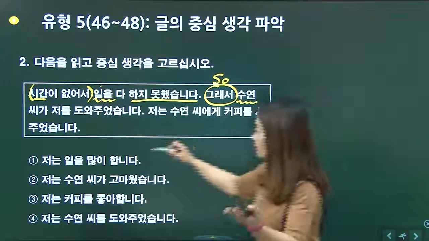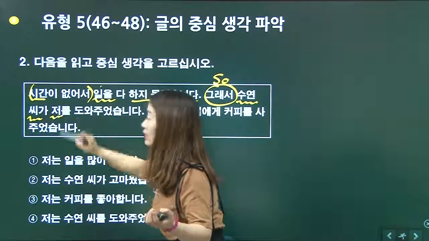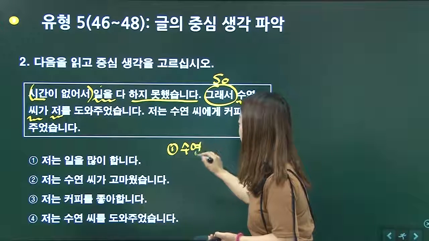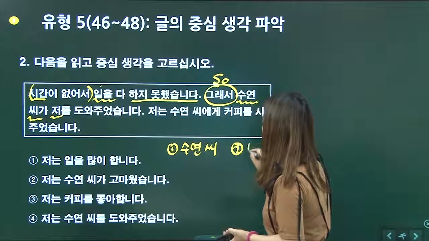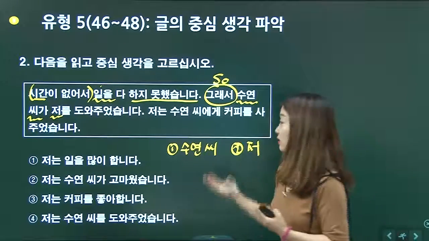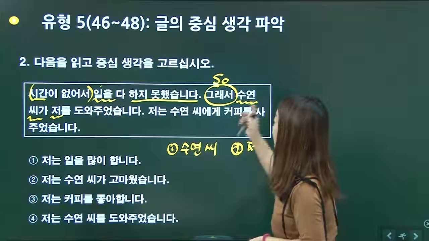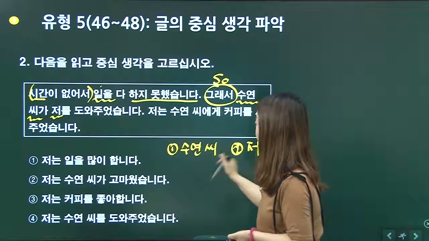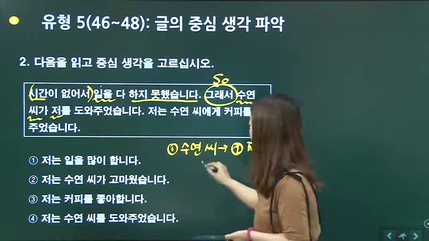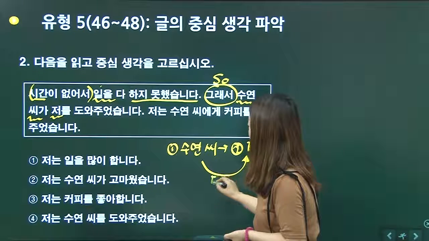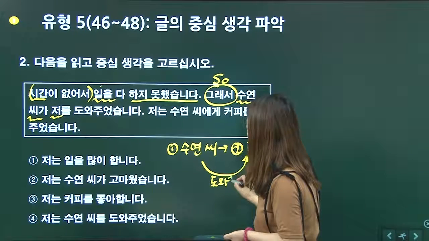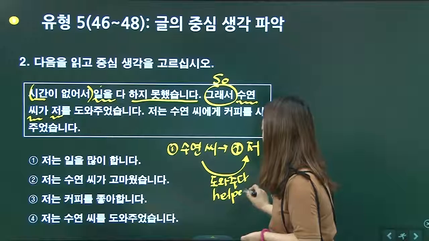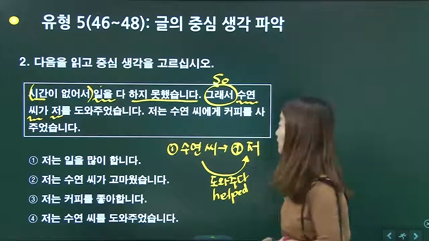수연 씨가, oh, the person here. 수연 씨가 저를. There are two persons, okay? First one, 수연 씨. Second of all, 저. I, right? 수연 씨 and I. So, 그래서 수연 씨가 저를 도와주었습니다. 수연 씨가 저를 어떻게 했어요? How did she do to me? 도와주었어요. Help. She helped me. Okay? She helped me.